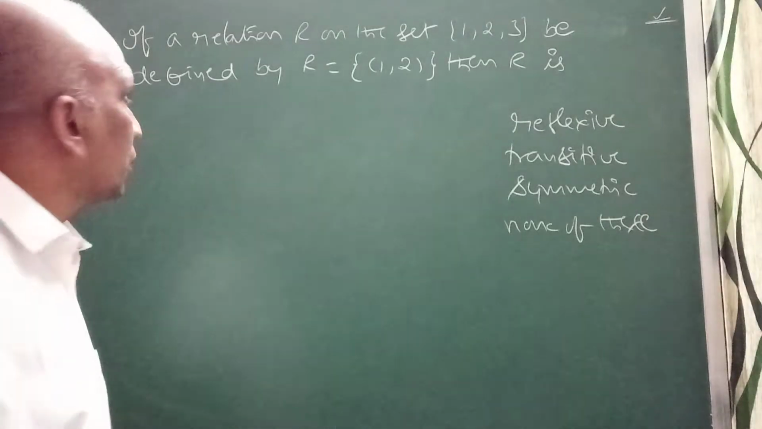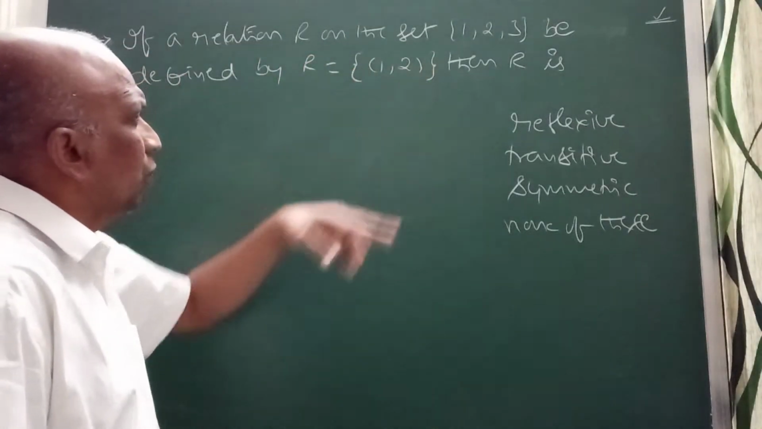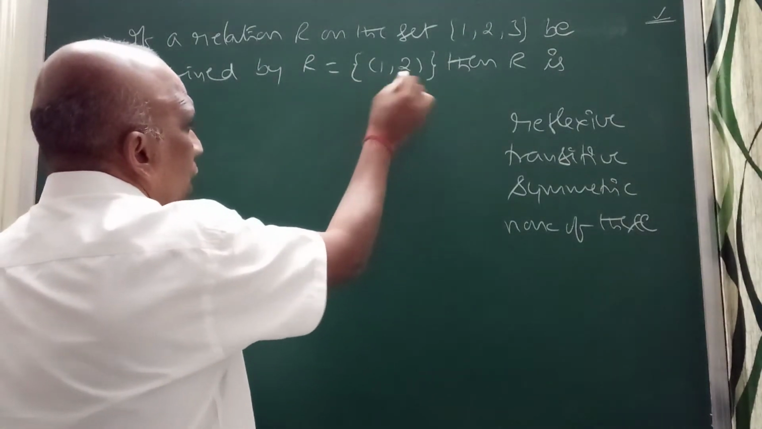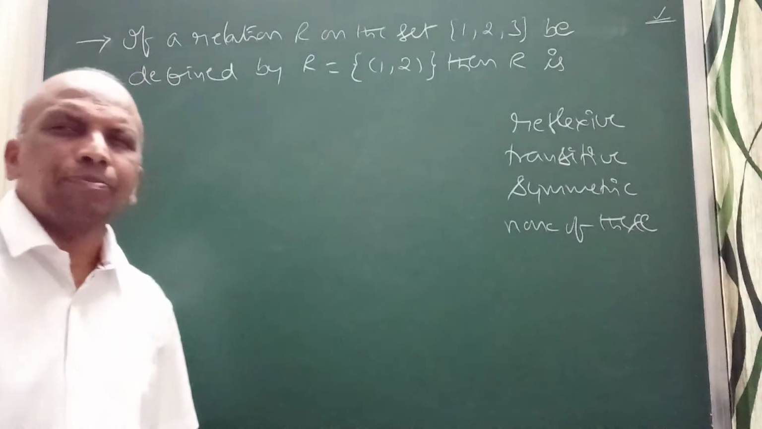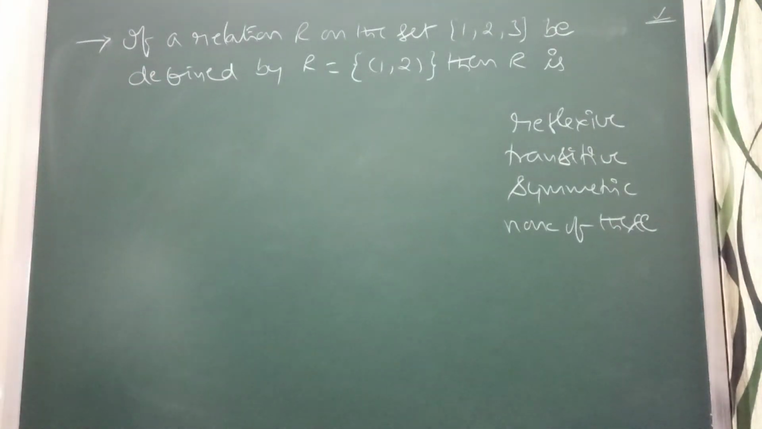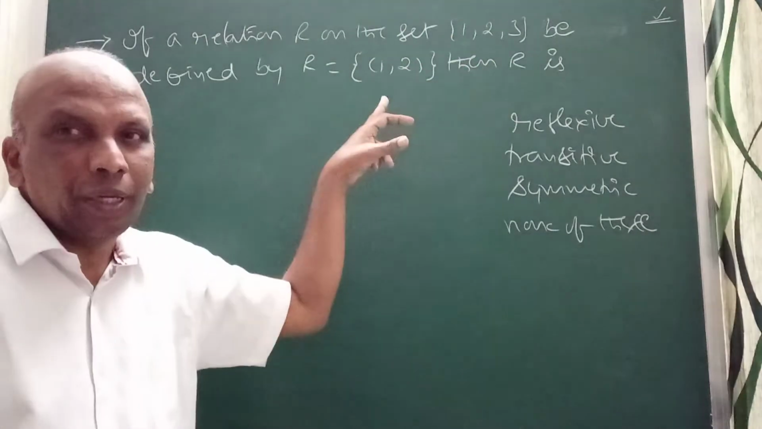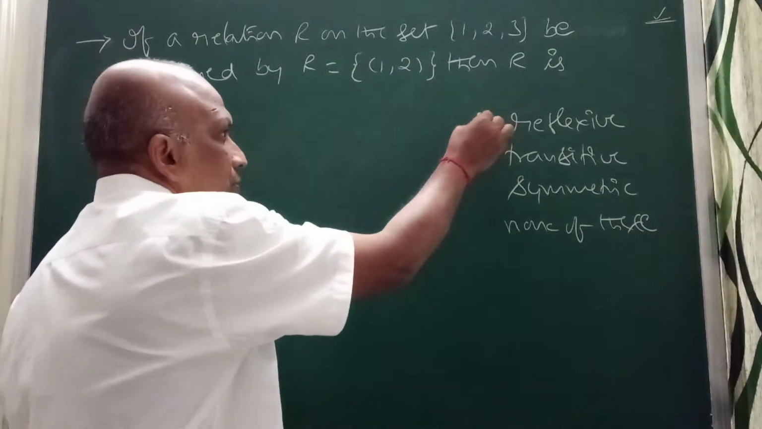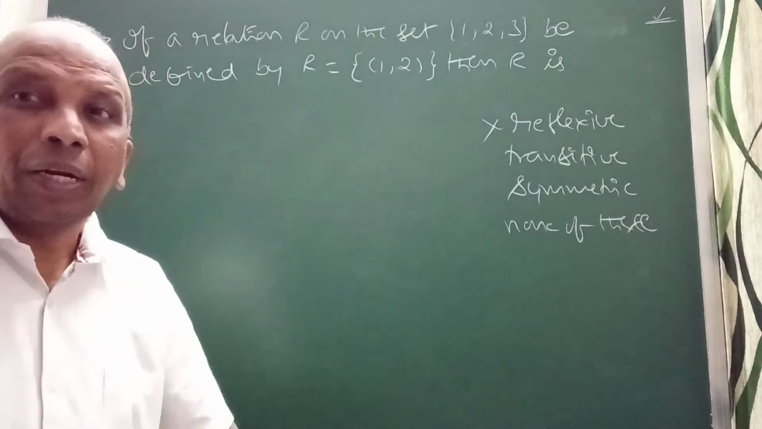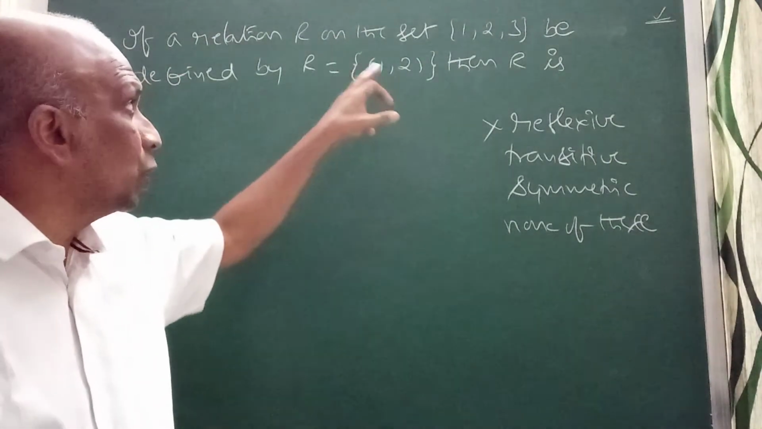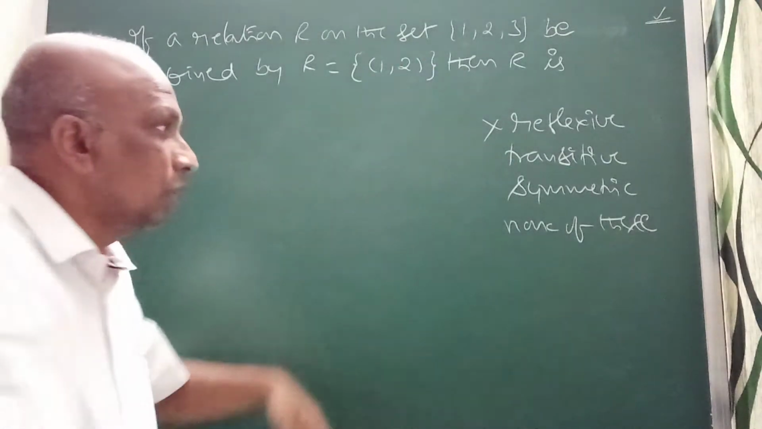Now see here, the given relation R in the set {1, 2, 3} is defined by R equal to the set of single ordered pair (1, 2). Then R is? Remember, when it is reflexive, (1,1), (2,2), (3,3) should be there, so it is not reflexive. When it is symmetric, when (1,2) is there, (2,1) should be there. It is not symmetric.